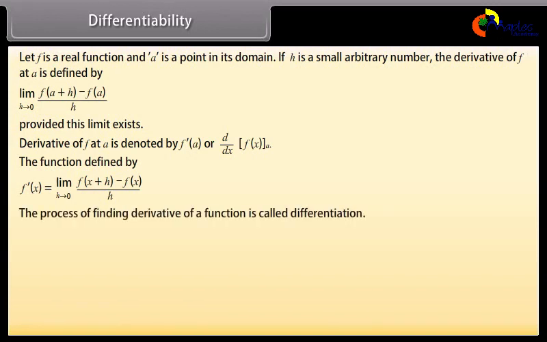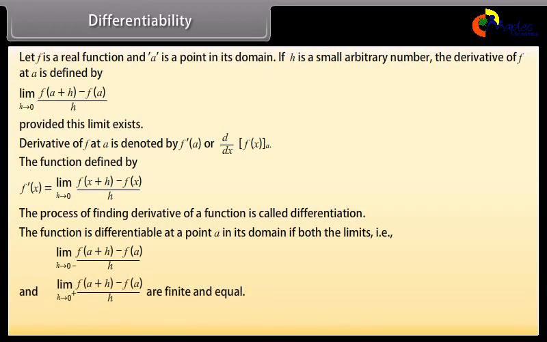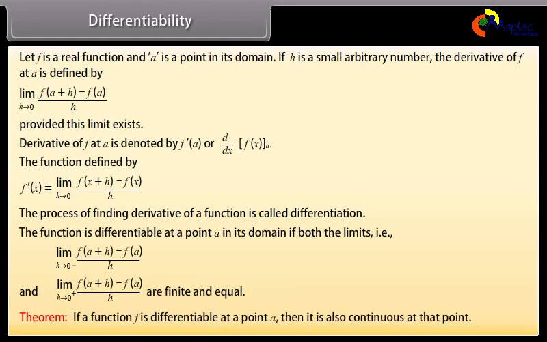The process of finding the derivative of a function is called differentiation. The function is differentiable at a point a in its domain if both the limits, that is, left-hand limit and right-hand limit, are finite and equal. Theorem. If a function f is differentiable at a point a, then it is also continuous at that point.